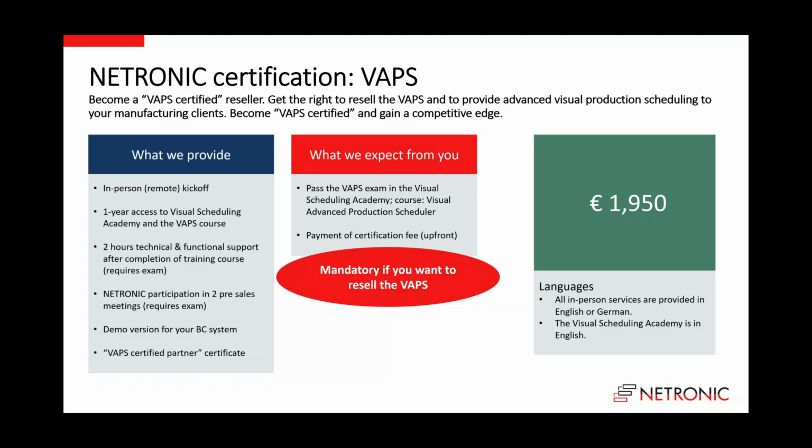It will cost 750 euros for the customers for 1 year. And if you pay this, for the customers, it's per person. But for you guys, if you pay this, you can have as many people as you like in this Visual Scheduling Academy. You can enroll there, do the trainings, watch the videos, do the courses, do the checklist. And in the end, there will be an exam. And if you pass the exam and have paid this, you're certified to resell the VAPS.